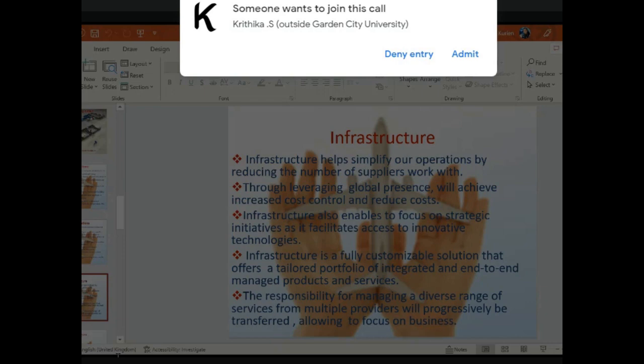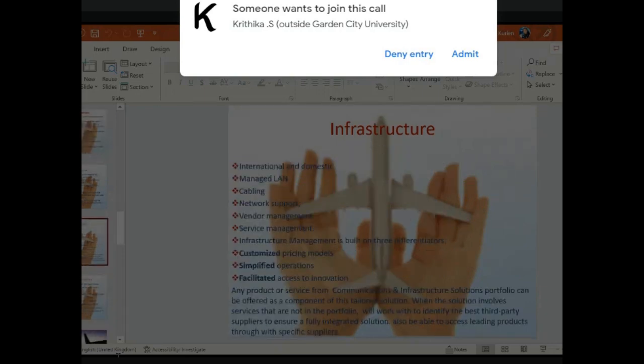So how you are giving proper service, or how the facilities are being provided to the passenger, is taken care of by the infrastructure. Now if you see, these are the kinds of infrastructure, international and domestic infrastructures. Like if you've seen Terminal 1, Terminal 2, Terminal 3, same way, one goes for domestic and one goes for international.